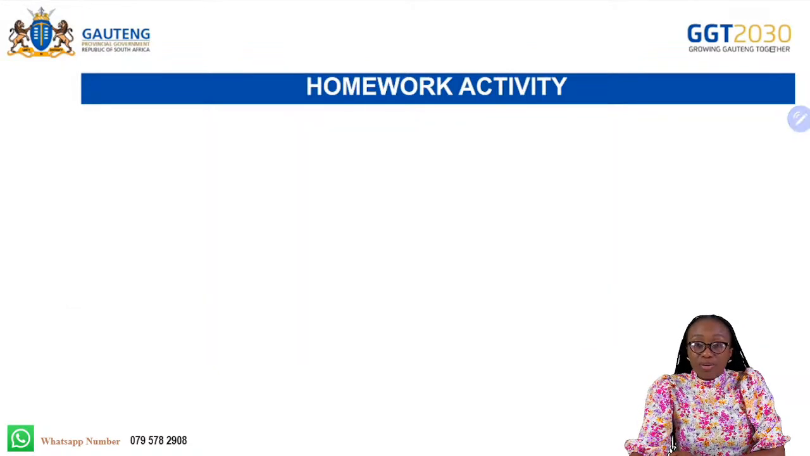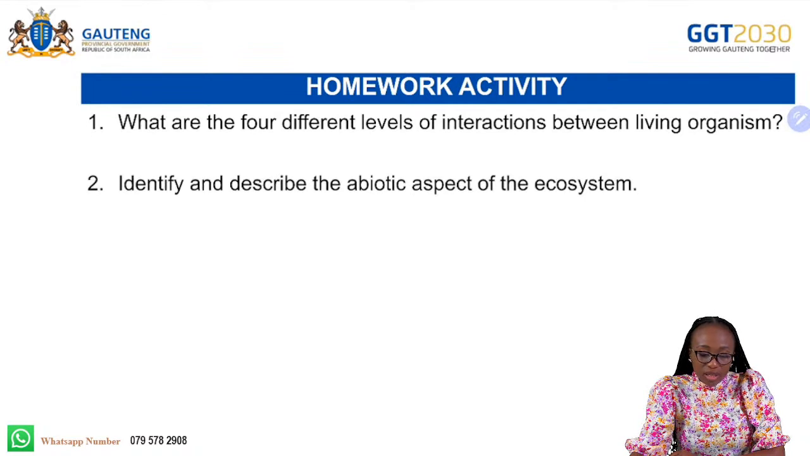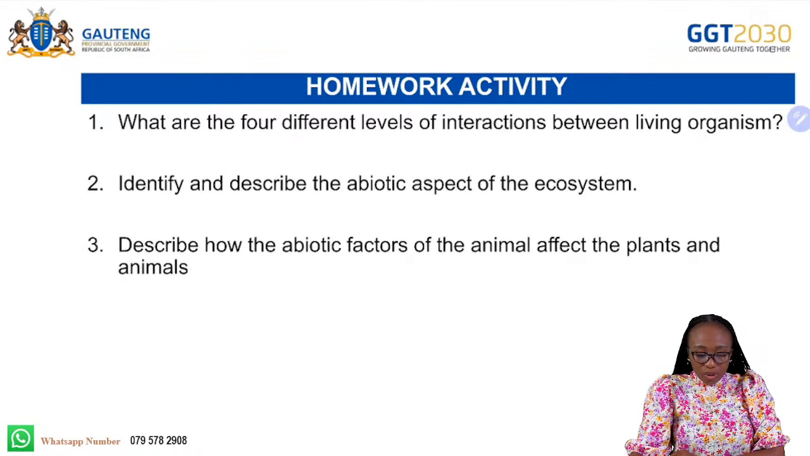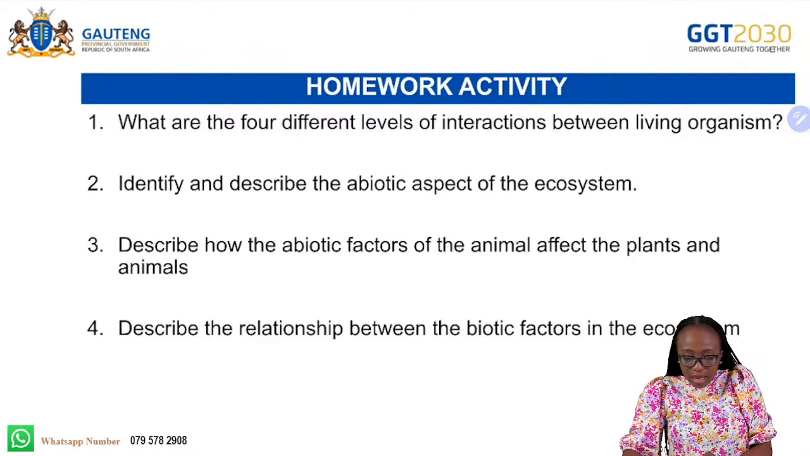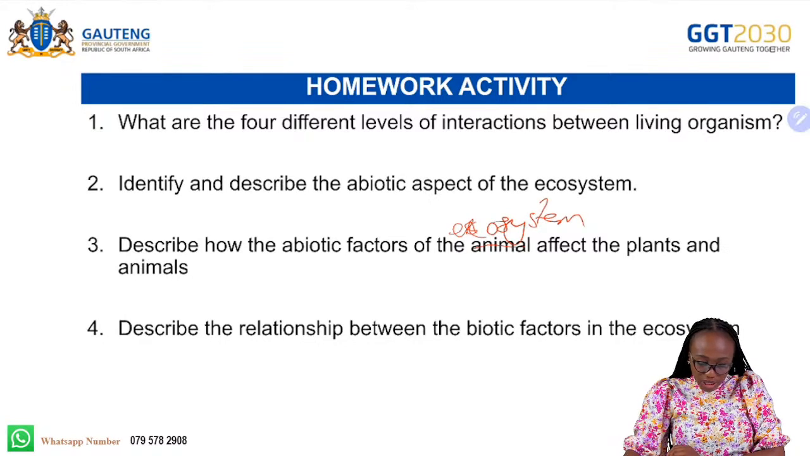All right, now here is the homework activity. Quickly copy down here. I'll read the questions as you're writing them down. Question 1: what are the 4 different levels of interaction between living organisms? Identify and describe the abiotic aspect of the ecosystem and describe how abiotic factors affect the plants and animals of the ecosystem, and describe the relationship between the biotic factors in the ecosystem.